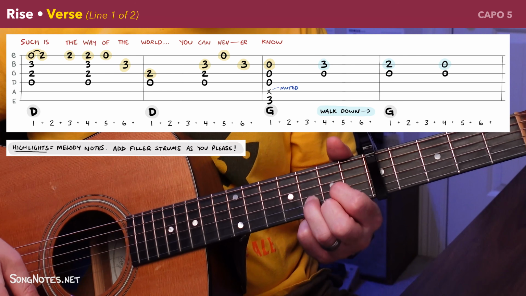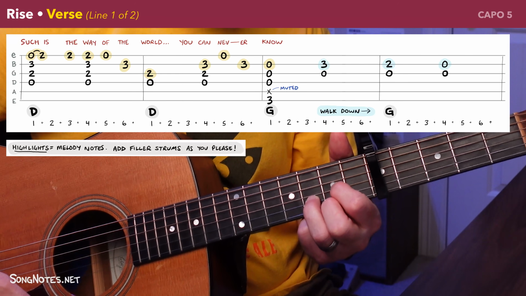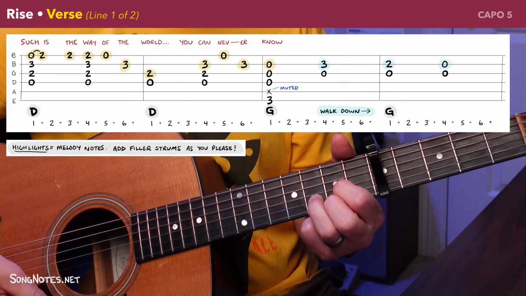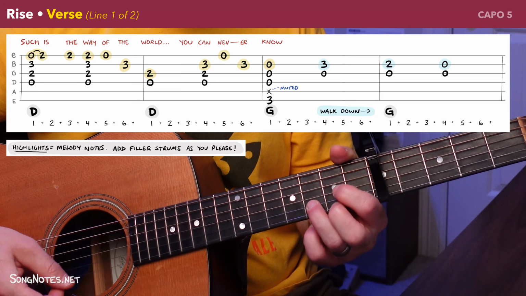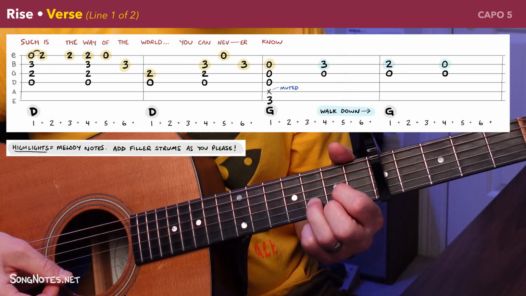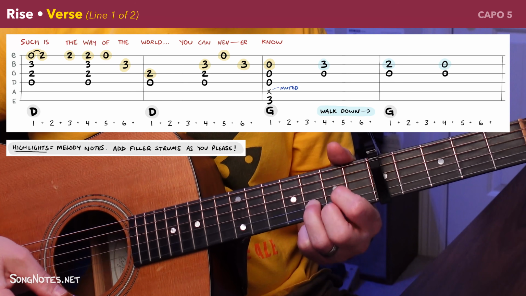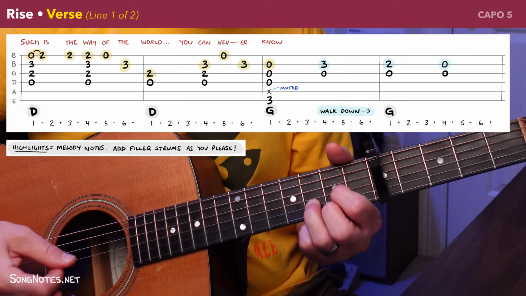Second fret of the first string. Now you wanna treat this as a single strum of D, and then bring that middle finger down forcefully on the second fret, right? That's a hammer on. The rest of the melody is, okay? Such is the way of the world.